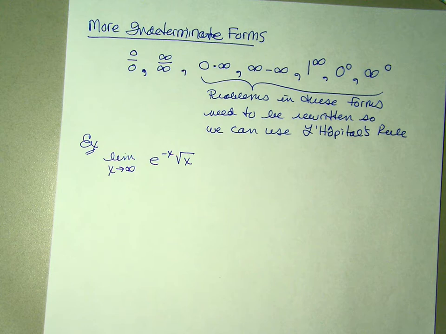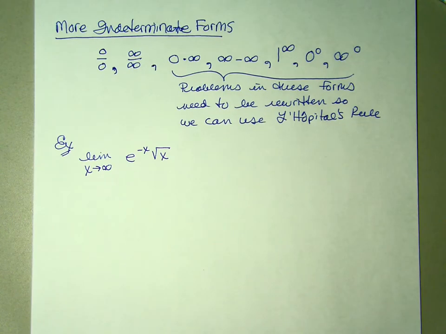Okay. Yes? Oh, go with what I wrote this time. Limit as x approaches infinity of e to the negative x times the square root of x. Thank you. Might have given something away, but whatever.